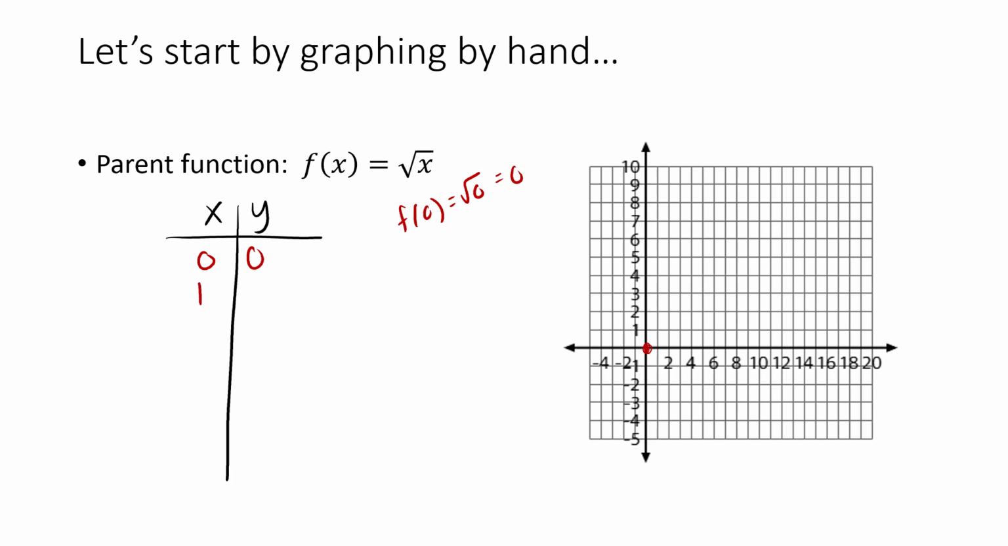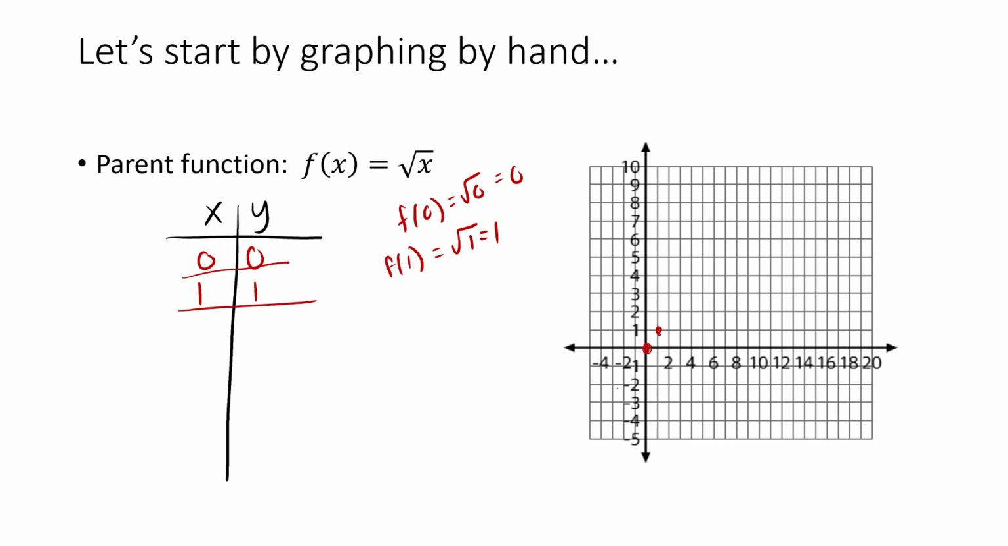Now I'll go up in things that I know I can take the square root of. So we've got the square root of 1. You can do this in your head, or grab a calculator, but the square root of 1 is 1. So I go over 1, up 1, and that point is on the graph. Now, if you're the kind that leaps to conclusions, you might say, oh, there we go. Except that looks an awful lot like a line, and we know that this is not the graph y = x. So I'm expecting this graph to do something a little bit different.